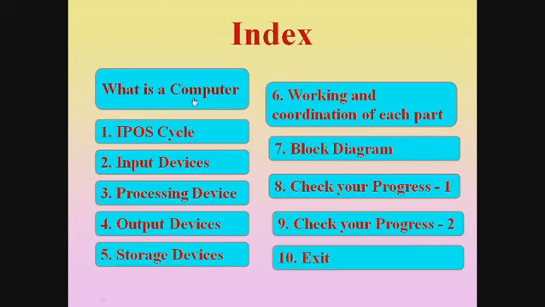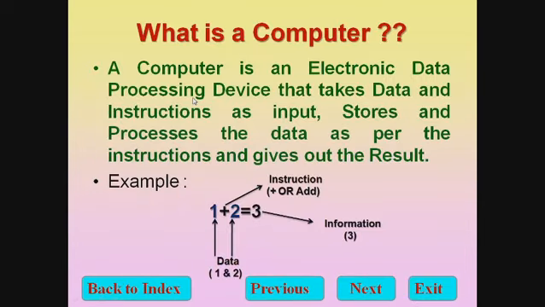This is our index page. Now, let's see what a computer is. A computer is an electronic data processing device that takes data and instructions as input, stores and processes the data as per the instructions, and gives out the result. In this definition, we see some terms like electronic, data processing, data, instructions, and result.